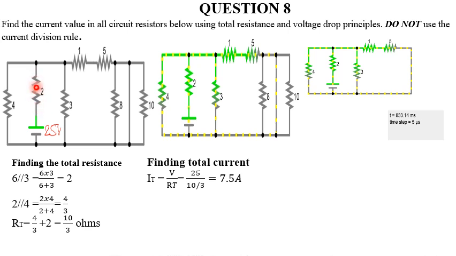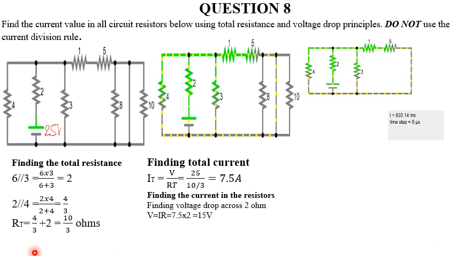We now need to calculate the voltage drop in this 2 ohm resistor. The voltage drop is simply the total current multiplied by the 2 ohm resistor. The total current is 7.5, so 7.5 times 2 becomes 15. After getting our 15, we subtract it from our total voltage. Subtracting it, we have 10 volts.